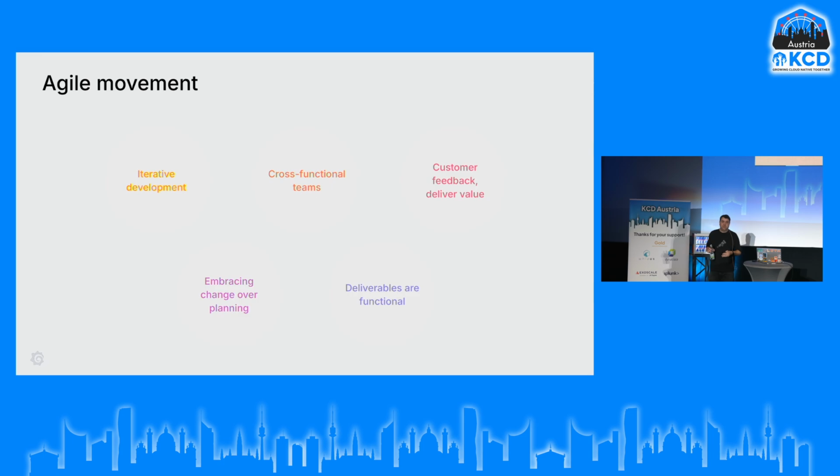Now, with Agile, we changed the mindset. We embrace change. We embrace it by thinking that change is evolution. So things have to change and things have to evolve. That's the idea behind embracing change. And as I said, deliverables are functional, meaning that whenever we are done with the work of this iteration, we have things that are functional, that provide value to our user.